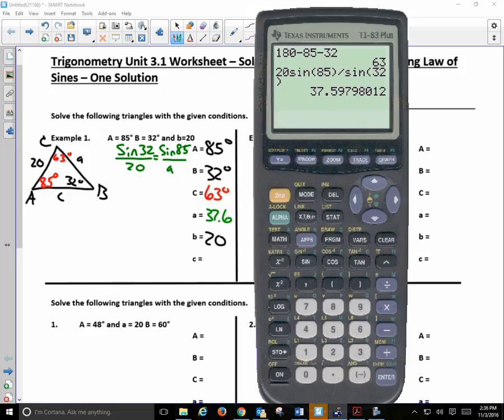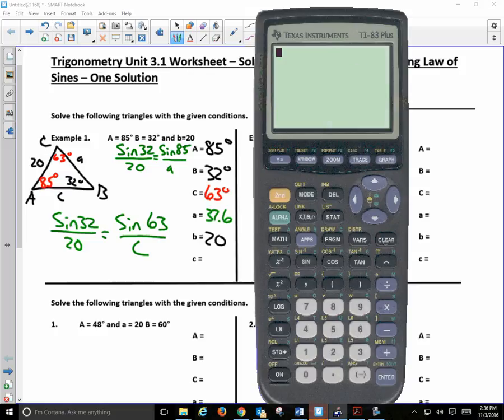I'm going to choose the same thing. Sine of angle 32 over 20 is equal to, now what am I trying to find? C. So sine of angle C is 63. That's what Tito told us. Divided by side C. 20 sine of 63, well, parenthesis. Divided by the sine of 32. 33.6. Triangle is solved.